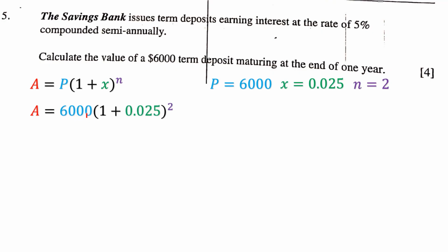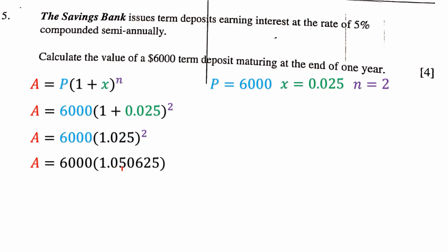Substitute 6,000, open bracket, 1 plus 0.025, all raised to the power of 2. We know that 1 plus 0.025 is 1.025. We still have to square that. So put in your calculator 1.025 all raised to the power of 2. And you will get 1.050625 because we square it.